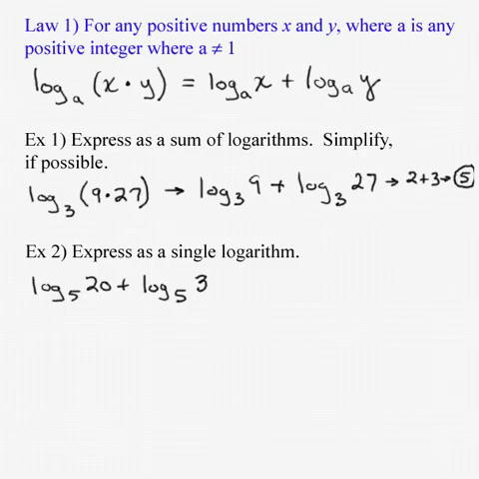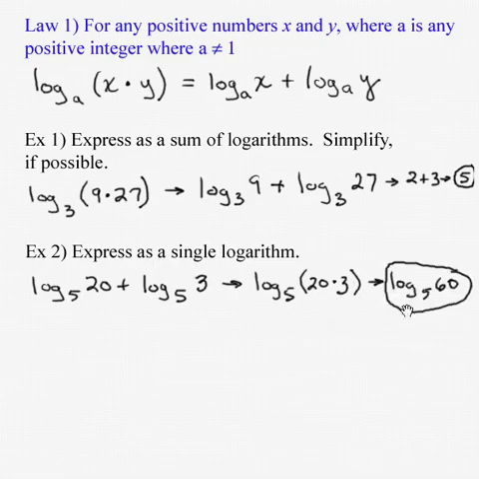All right, what we want to be able to do is use this property forwards and backwards, from left to right and from right to left. It's an equal sign, so we have to know both directions. So going the other direction, if we have the log of 20 base 5 and we're adding the log of 3 base 5, according to this, we can make it the product of 20 times 3 and then take the log of that product base 5. So that's how we're going to rewrite it. 20 times 3 is our product, and we're going to take the log of that base 5.